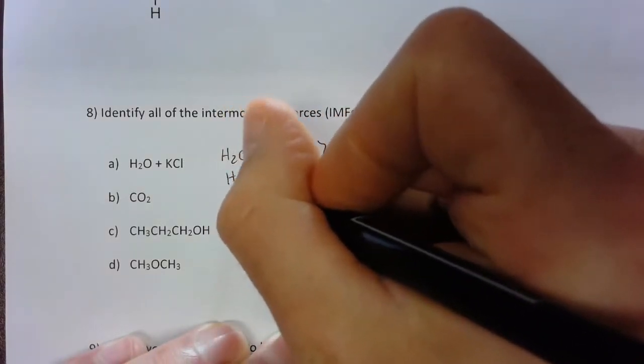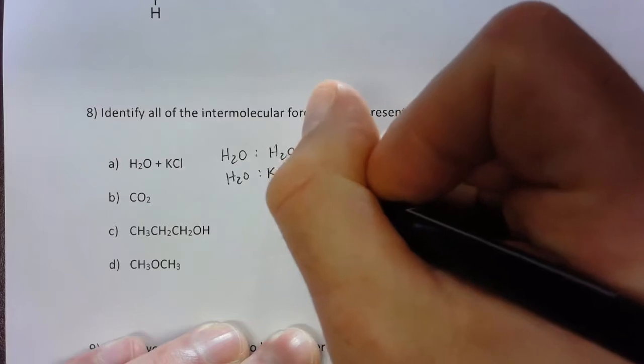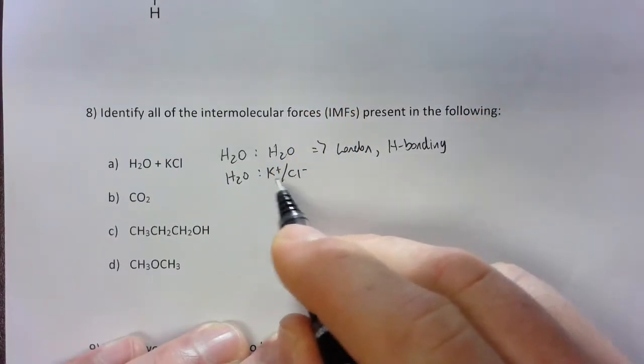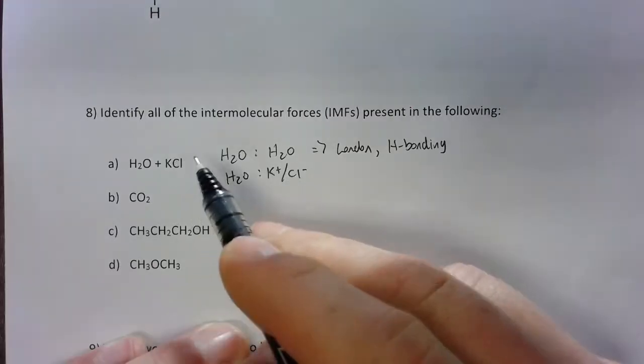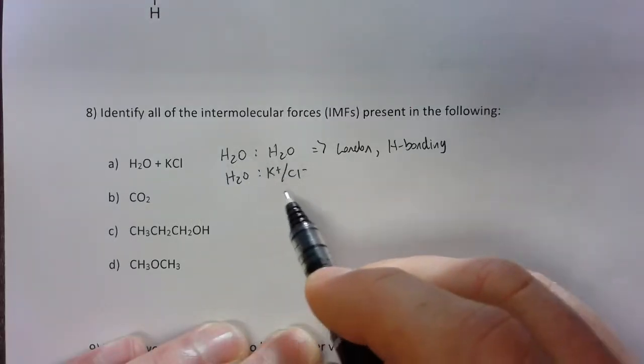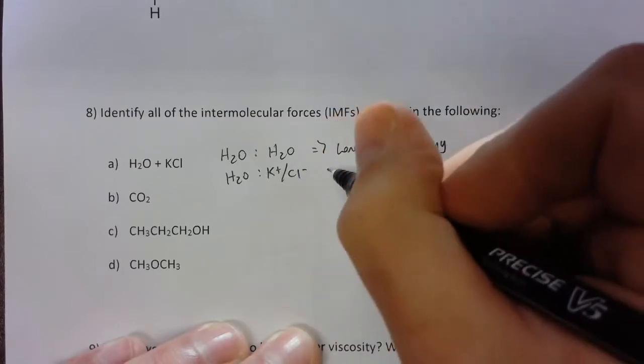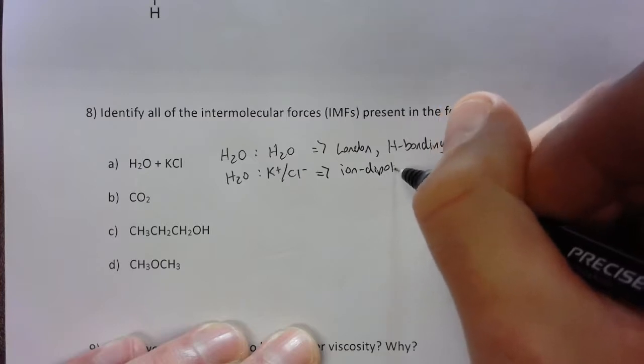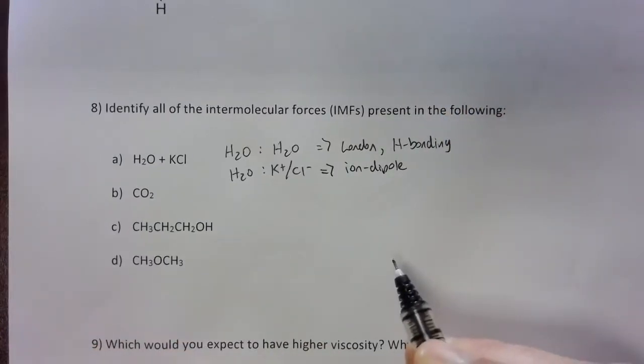Now, between water and K plus or Cl minus, this is what happens when you put this KCl in water. It's going to ionize into these two. It's going to dissolve into those two ions. This is where we get the ion dipole interaction.